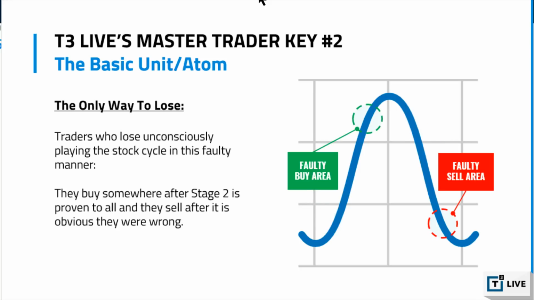This is something that's even more important, the only way to lose. Traders who lose, lose by unconsciously playing the stock cycle in this faulty manner. They buy somewhere after stage 2 is proven to all, and they sell after it was obvious they were wrong.